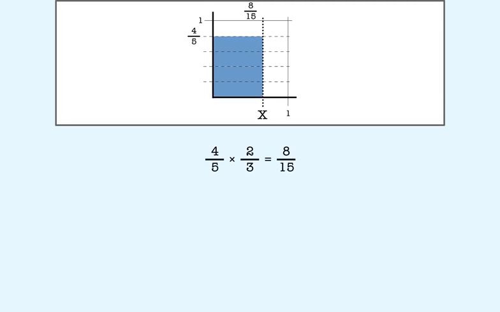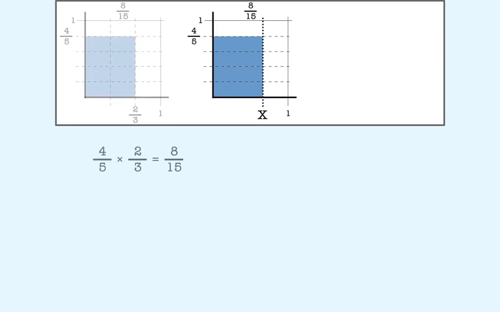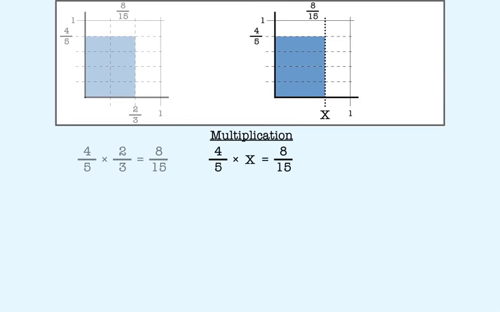We can represent this situation with two different number sentences. The first number sentence is written as multiplication. We know that 4/5 is multiplied by some number on this side called x, and the result is 8/15. We can also describe exactly the same situation with a division number sentence like this. We know that we have 8/15, which is divided by 4/5. But we don't know the length of this side of the array, which is the value for x.